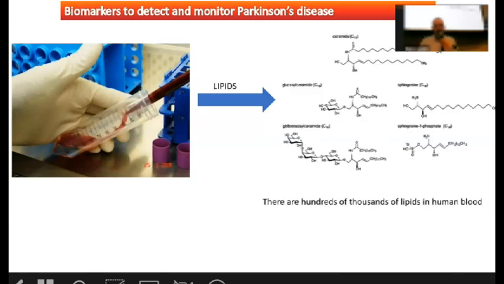So I also wanted to quickly touch on lipids. There are hundreds of thousands of these lipid molecules in your blood as well. And our philosophy is, the more things we measure, the more likely we are to detect these biomarkers or these differences. So we also started a project looking at lipids. Not many people have done this before. We're always trying to think of new things to look at and new things to measure.